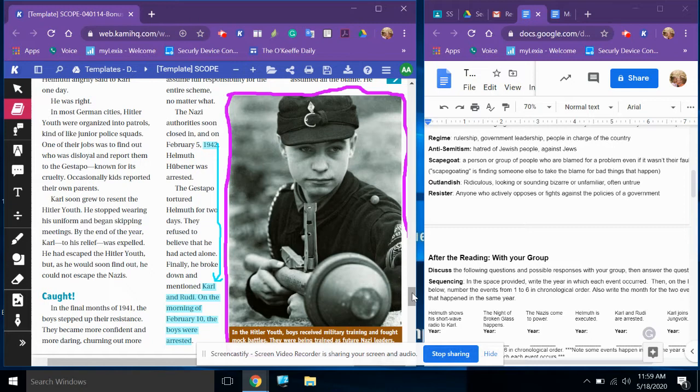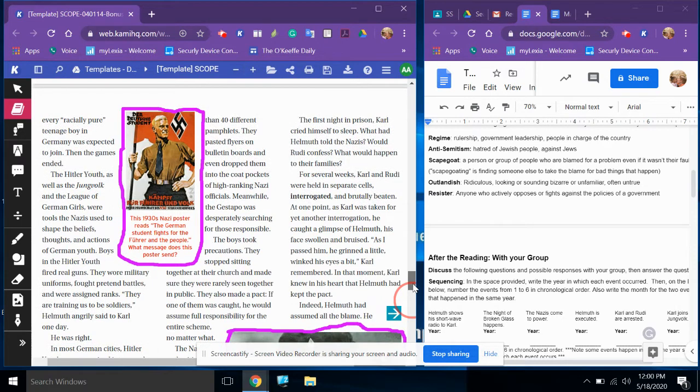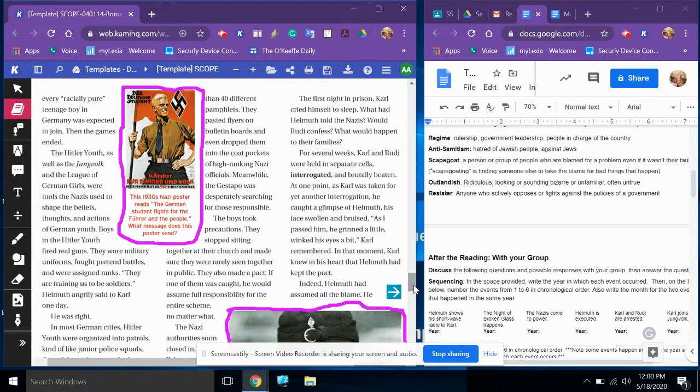Caught. In the final months of 1941, the boys stepped up their resistance. They became more confident and more daring, churning out more than 40 different pamphlets. They pasted flyers on bulletin boards and even dropped them into coat pockets of high-ranking Nazi officials. Meanwhile, the Gestapo was desperately searching for those responsible. The boys took precautions. They stopped sitting together at their church and made sure they were rarely seen together in public. They also made a pact. If one of them was caught, he would assume full responsibility for the entire scheme, no matter what.